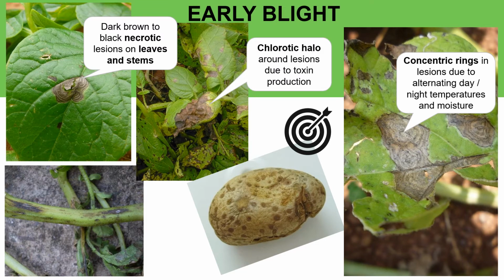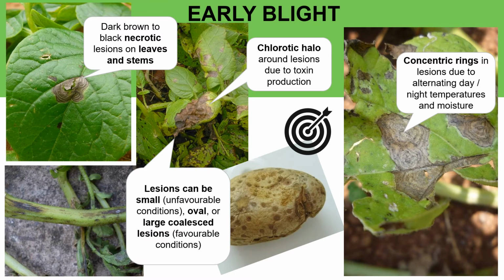What we also often see is a chlorotic halo around the lesions, and this is due to a toxin that is produced by Alternaria solani, which results in chlorosis of the tissues surrounding the necrotic areas. Lesions often start as small lesions or remain small under unfavorable conditions. They are usually oval, but they can become large coalesced lesions, as you can see in this middle photo in the top, under favorable conditions. So it is quite often that one can see a completely blighted leaf under favorable conditions.